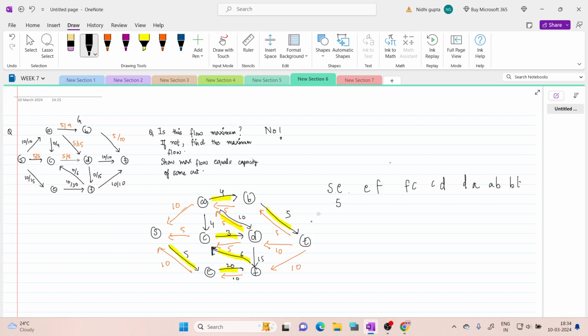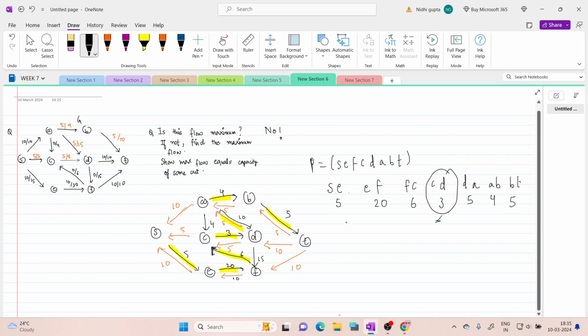SE has weight 5, EF has weight 20, FC has weight 6, CD has weight 3, DA is 5, AB is 4, and BT is 5. So what is the path capacity? This is the augmenting path S, E, F, C, D, A, B, T, and the path capacity is 3.